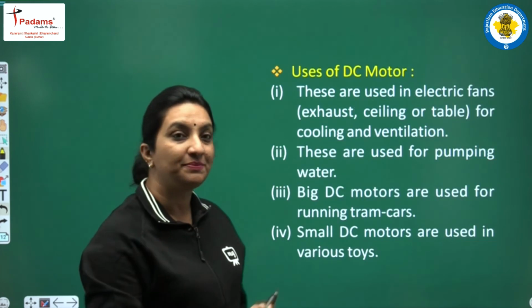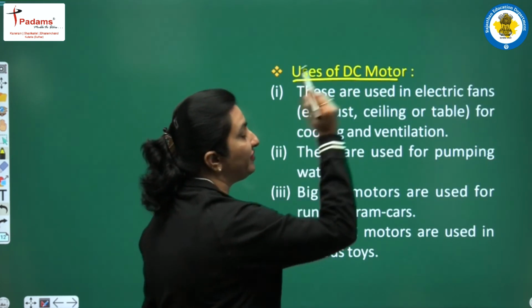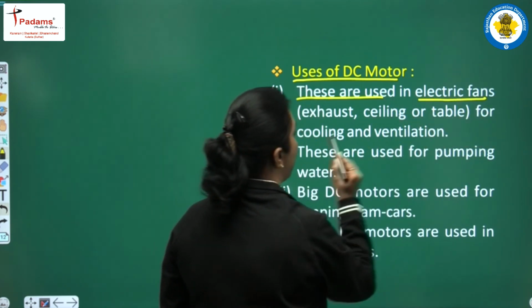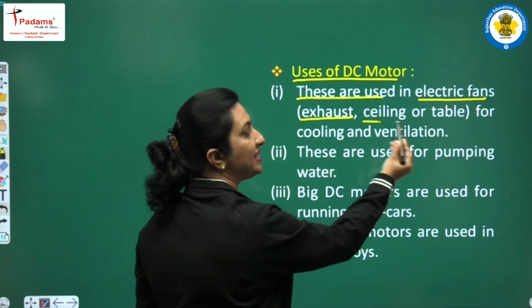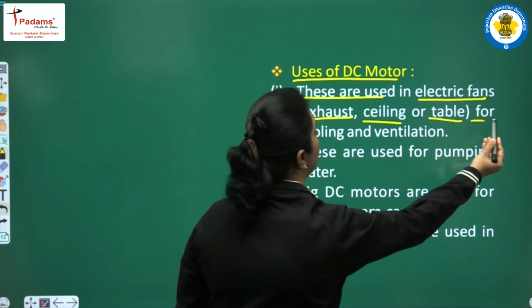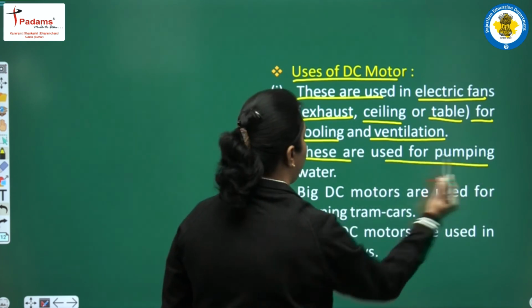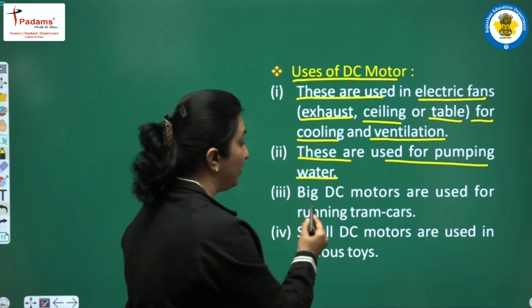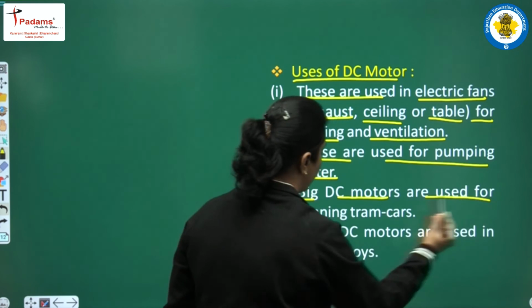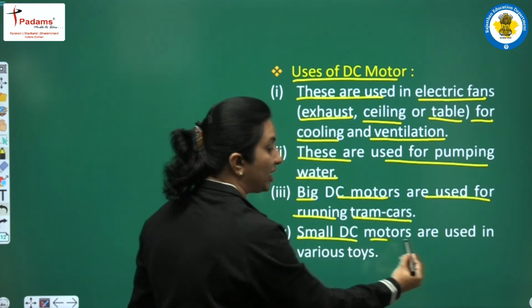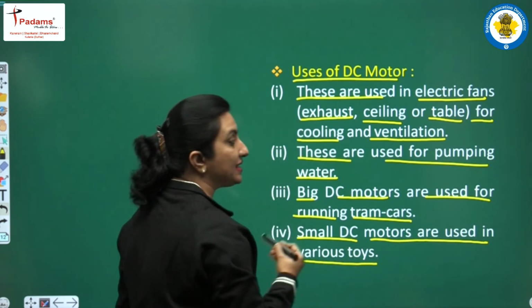Now students, the uses of this DC motor. These are used in electric fans, which can be the exhaust fans, the ceiling fans or the table fans, for cooling and ventilation. These are used for pumping water. Big DC motors are used for running tram cars, and small DC motors are used in various toys.